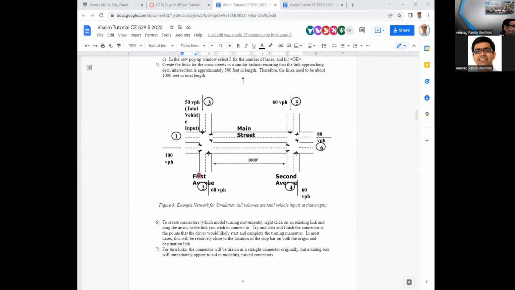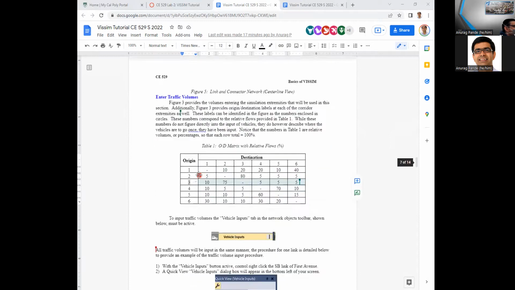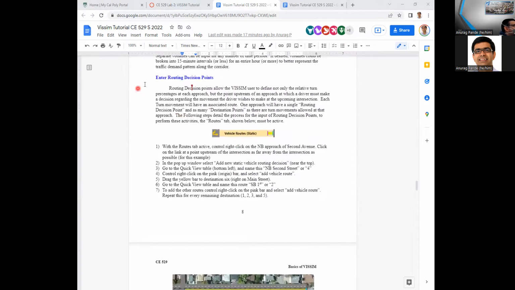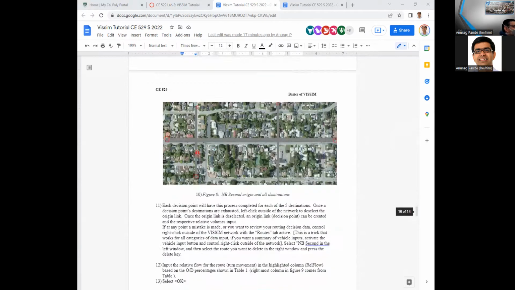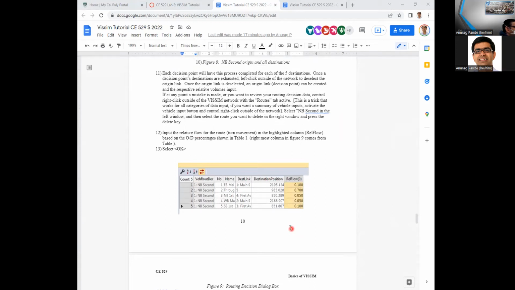Now, these percentages only come into play when you do these routing decision points. Okay? So for each origin point, each volume input point, you're going to start a route there. That becomes your origin, and then you just draw out the path to the 5 destinations. And then for each of those destinations, that's where you enter those percentages that I just showed you. So this is what will happen at the end. When you've created those 5 routes, this is what those relative flows look like.